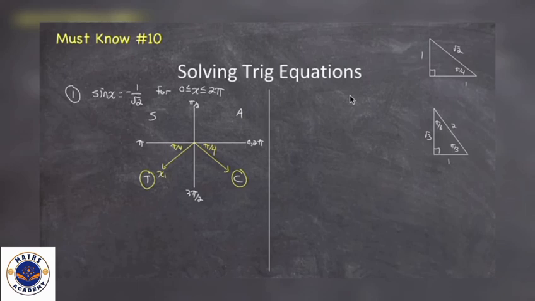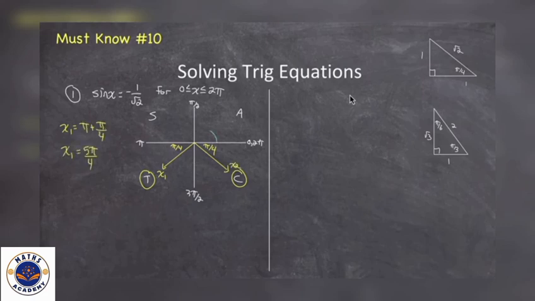So my first angle, I'll call this x1. I'm looking for the angle that goes from positive x counterclockwise all the way to that terminal arm. Well, notice it went past pi by pi over 4. So I could say that x1 is equal to pi plus pi over 4, which is 5 pi over 4.